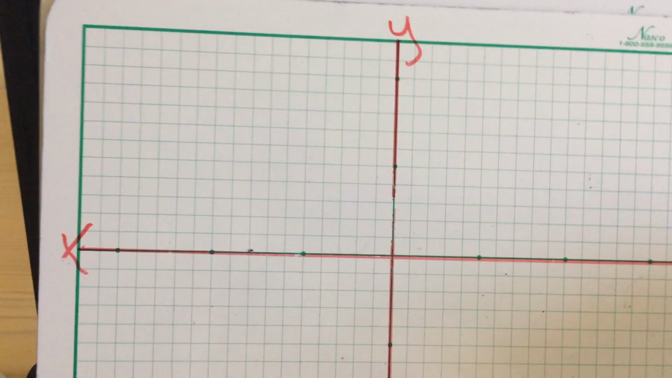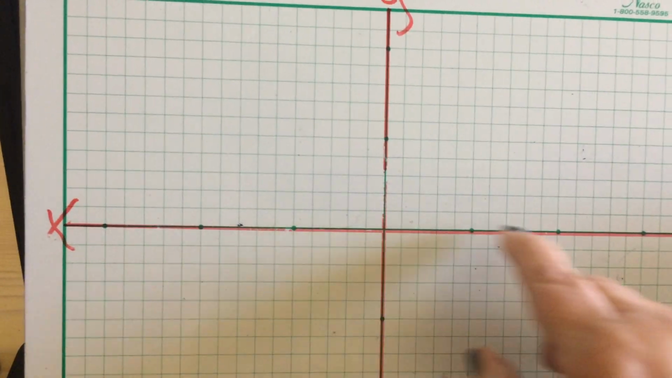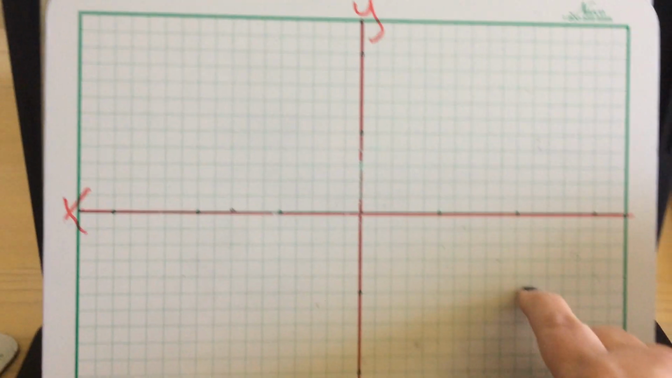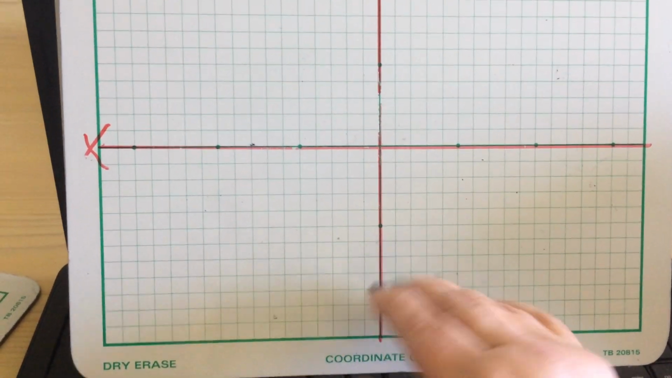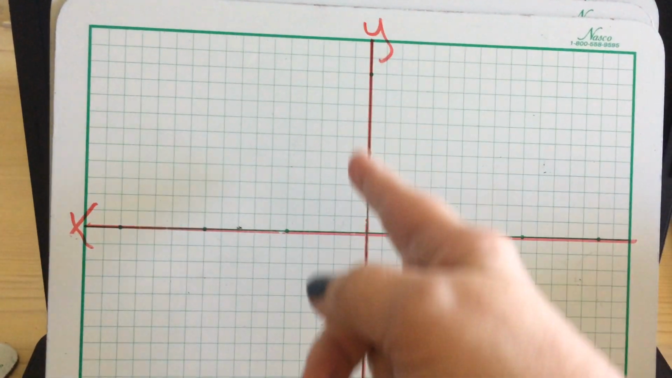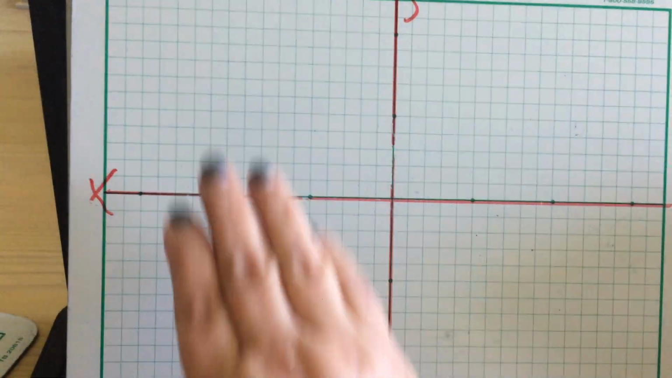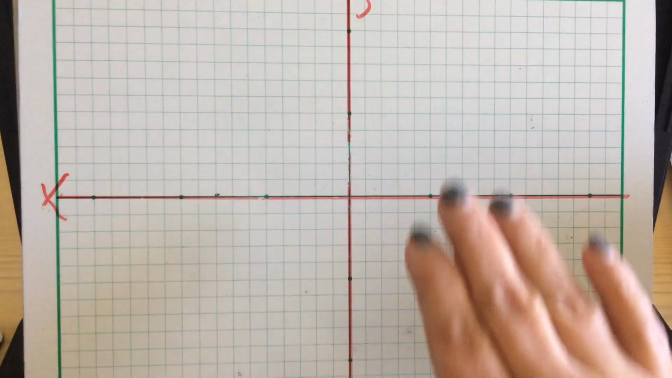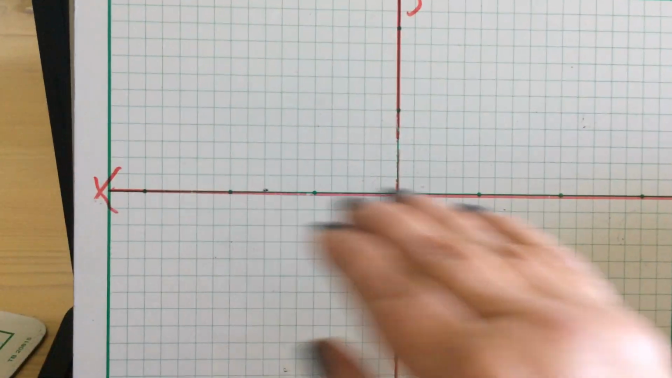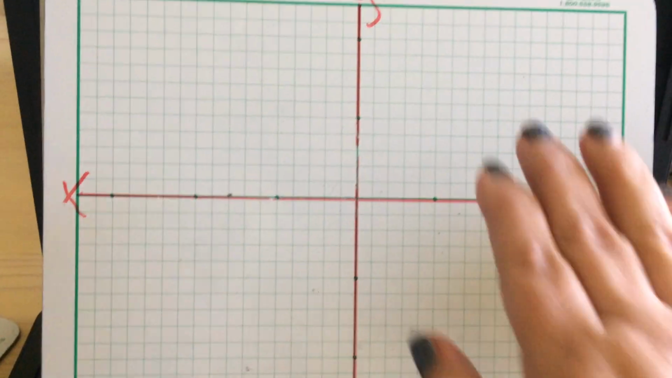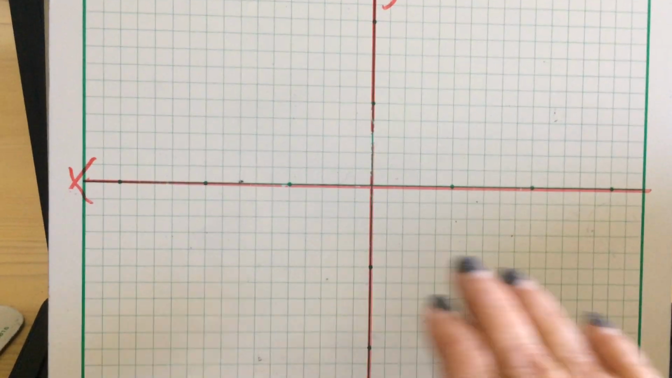If you will see, the x-axis divides the graph into an upper section and a lower section. And the y-axis divides the graph into a left section and a right section. So when put together, the x and the y-axis divide a graph into 4 sections.